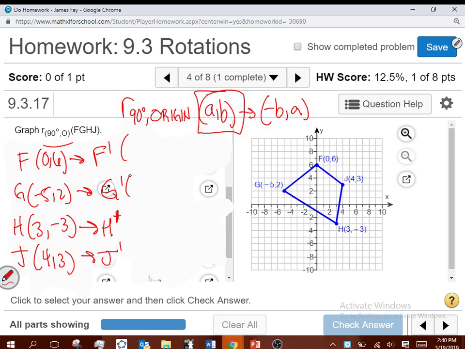Now look at these ordered pairs. How do you get these ordered pairs? Well, you take the original one, you flip-flop them, the x's and y's interchange, and then you negate the x, right? So when I flip-flop these, it becomes 6, 0, negate the 6. 2, negative 5, negate the 2. Negative 3, 3, negate the negative 3, and negating the negative turns into positive, right? And then 3, 4, and you'll negate the 3.